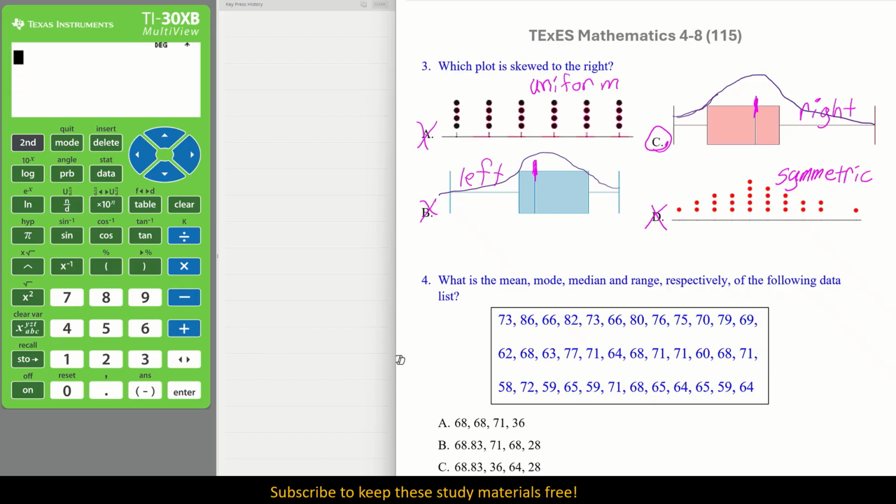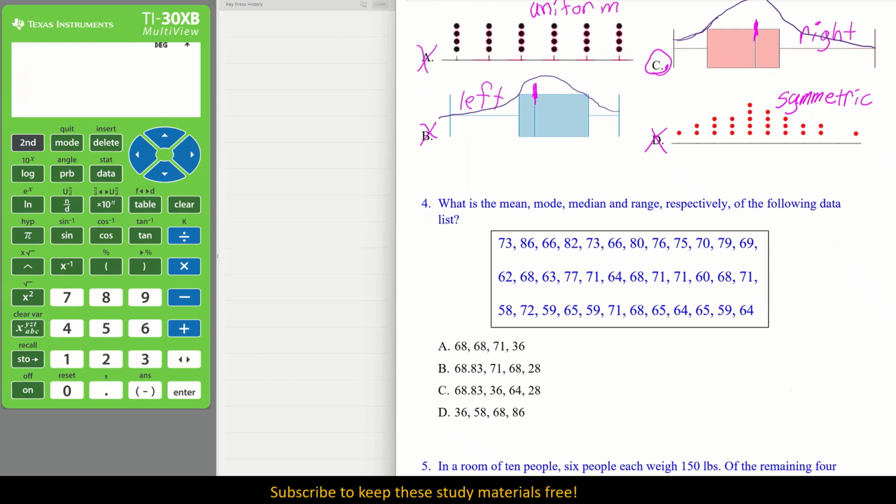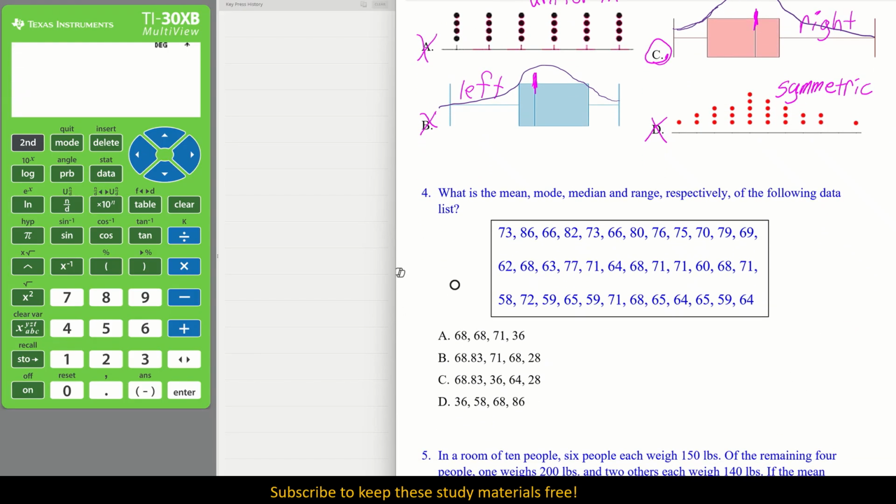Now let's look at 4. Oh, goodness gracious. That's a lot of numbers to put in. I would like for you to try it. I've already put it in. And what we need is the mean, mode, median, and range, respectively. That's the order that they want it. So we're looking for the mean first. Then we're looking for the mode. And the median, we're going to get on our calculator. The range, the calculator doesn't give it to us directly, but we can calculate it very quickly.